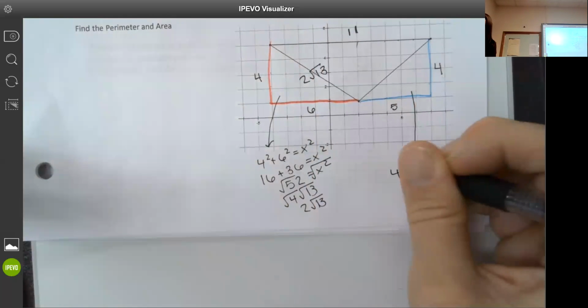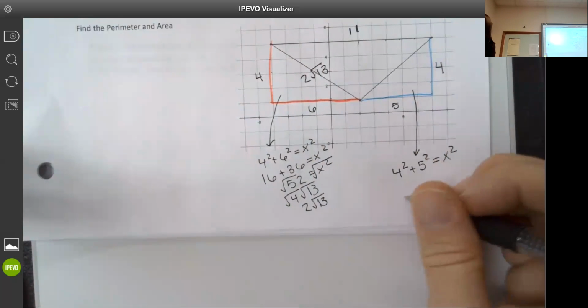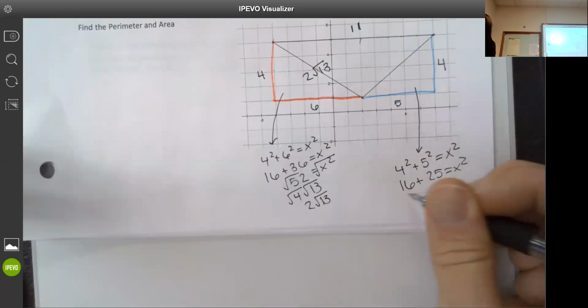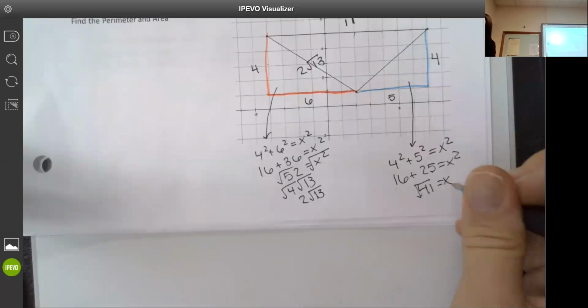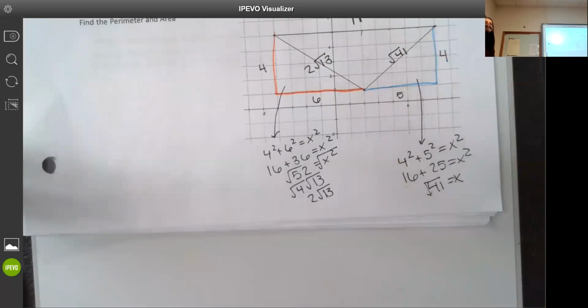Find this length. 4 squared plus 5 squared equals what squared? 16 plus 25 equals x squared. 41. Square root of 41. Okay, there's my lengths. Evan, we're not picking up yet. You have time, okay?